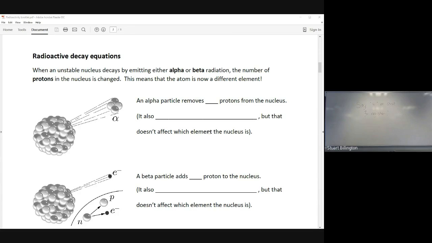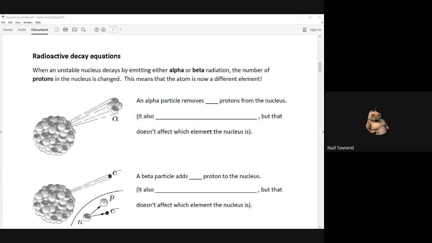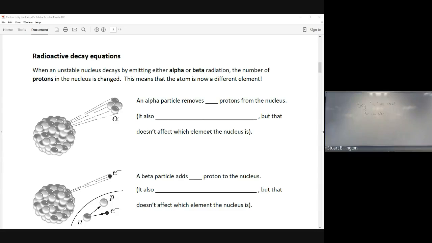So scribble a 2 in there, well, in the back of your book, so you can put it in next week when we get it. An alpha particle removes 2 protons from the nucleus. It also removes what else? What else gets removed at the same time? Take a look at the picture. 2 neutrons. 2 neutrons, good.